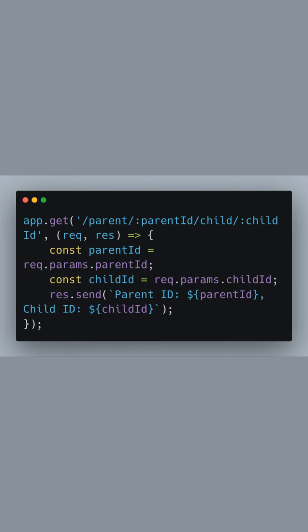Next, we define a nested child route that also contains a dynamic parameter, childId. This route looks for patterns matching /:parentId/:childId. Notice how we can easily access both parentId and childId parameters from req.params. We then send both IDs in the response to demonstrate how to retrieve and use these nested dynamic parameters.